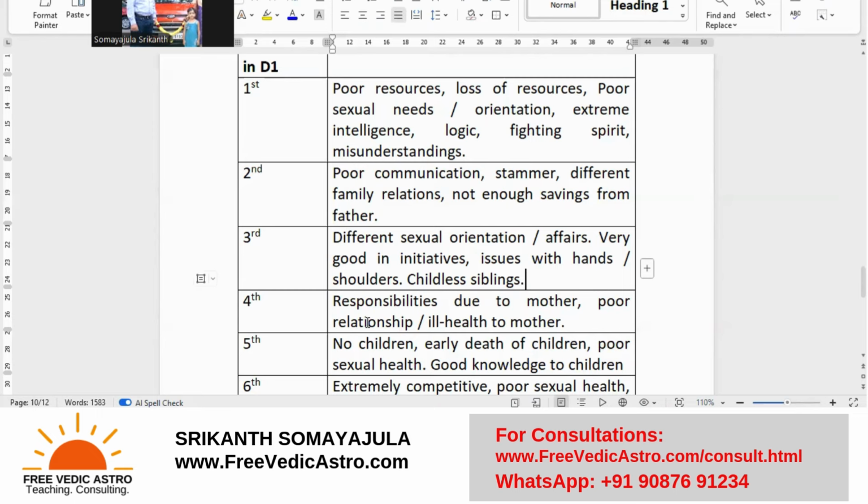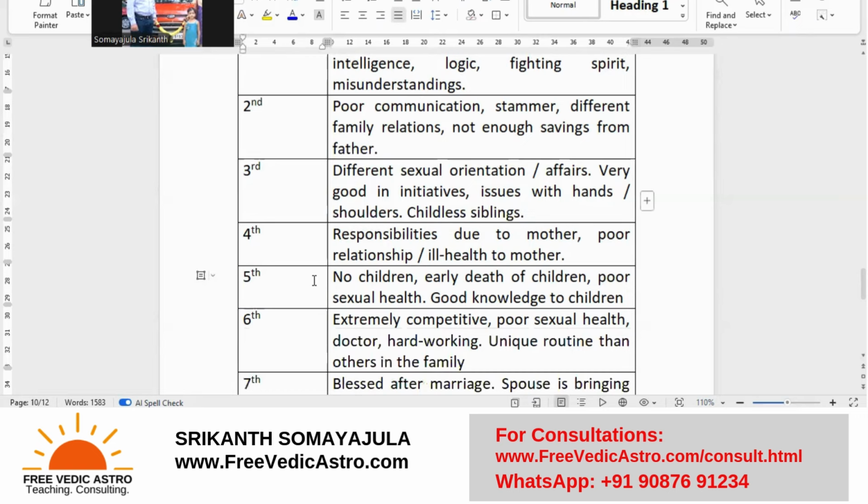So the person has issues with the mother. There are relationship issues. The person may have a stepmother, or he may think that he is being treated stepmotherly, right? Stepson treatment, or the mother is trying to push him too much, right? These are all the things that you may see with the 4th house.